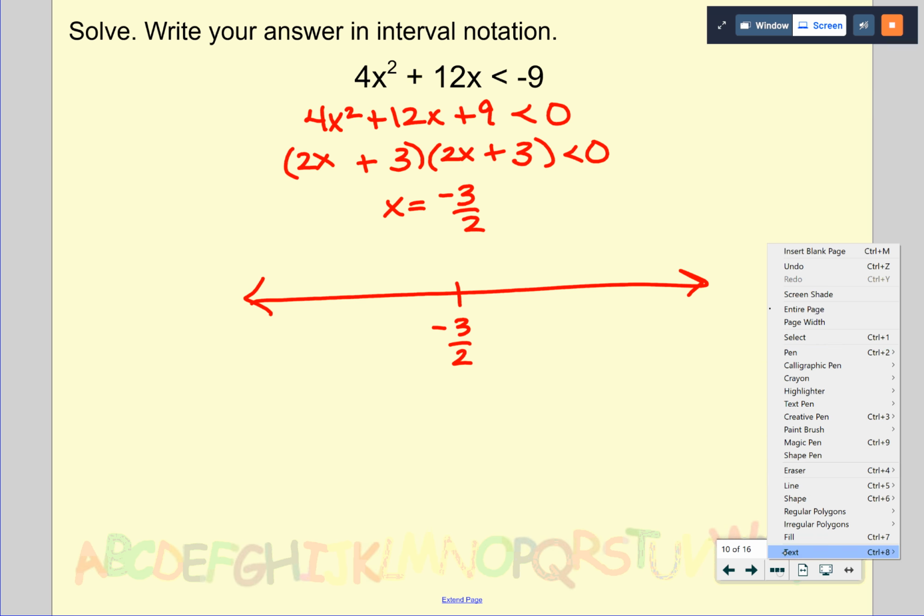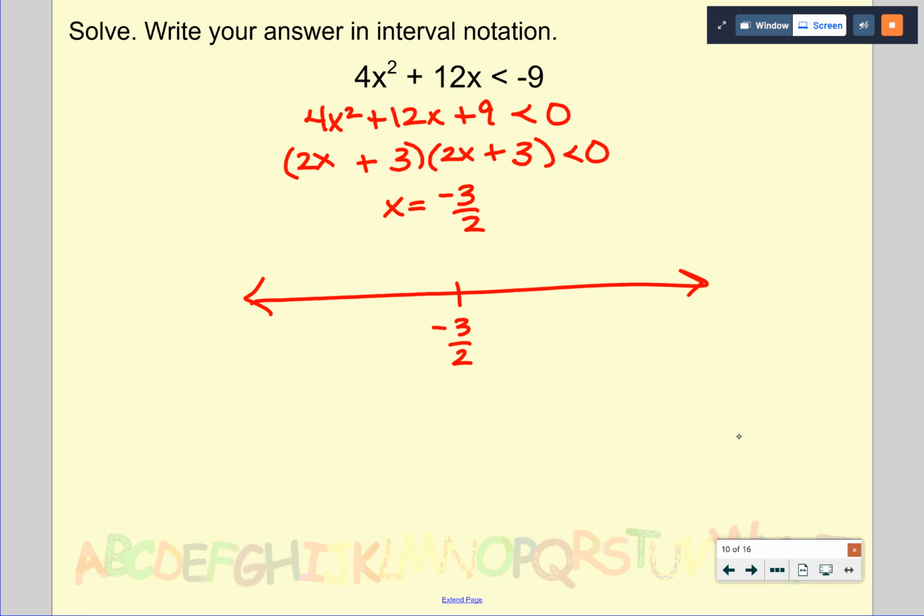Give me a number smaller than negative 3/2. Negative 2. Give me a number bigger than negative 3/2. 0. If I can pick 0, I'm always picking 0. That's an easy number to plug in. And you are plugging those numbers in to where the equation is compared to 0. So that first line that we wrote.